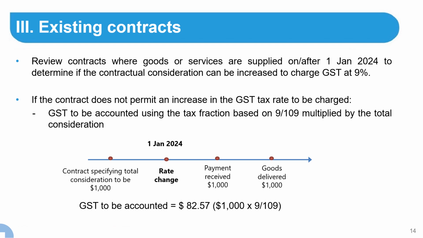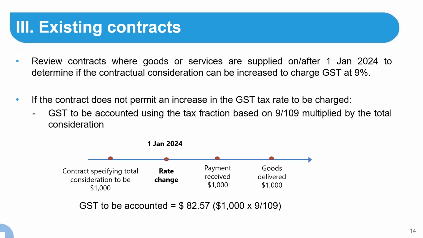The third item on the checklist requires GST-registered businesses to review existing contracts to supply goods or services with effect from 1st January 2024. If you have existing contracts, you can increase the contractual consideration to charge GST at 9% unless the contract has explicitly specified that any tax change is excluded or has already been taken into account. If you are not able to revise the consideration due to limitations in the contract terms, you will need to account for GST using the tax fraction 9/109 multiplied by the total consideration.